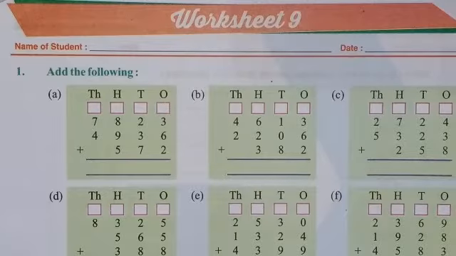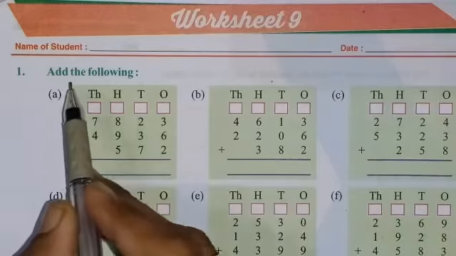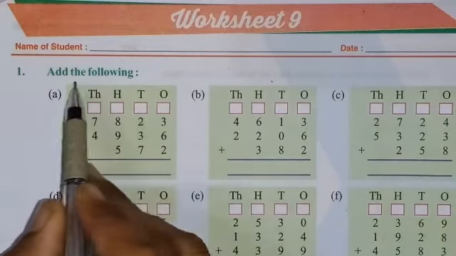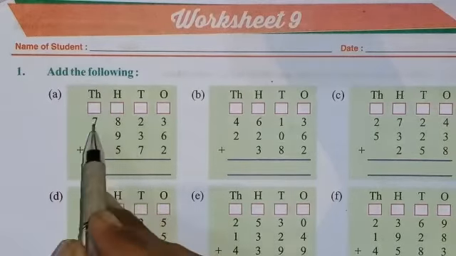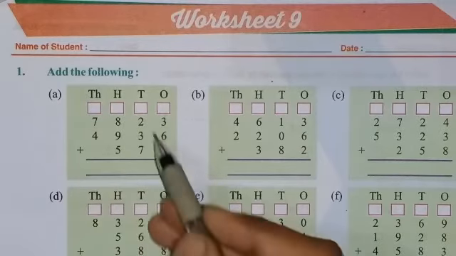This is the workbook of class 3rd and today we are going to solve worksheet 9th. The very first question is given, add the following. So we have to add the given numbers. Here are the numbers given and we have to add them.